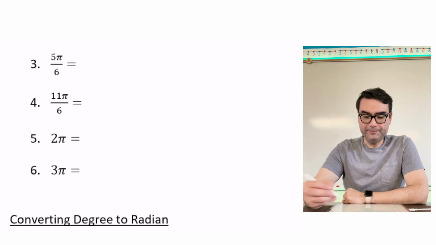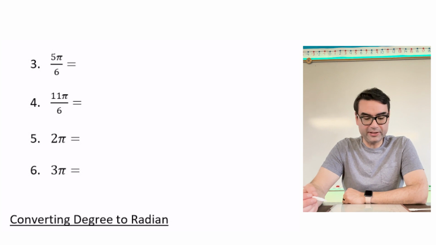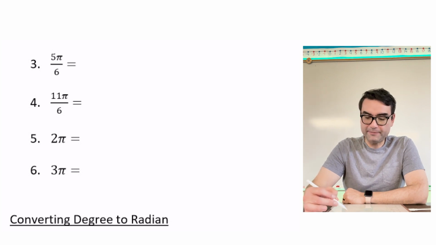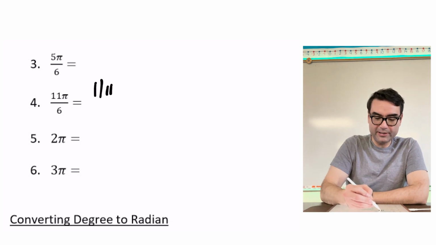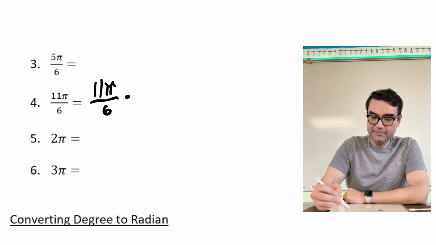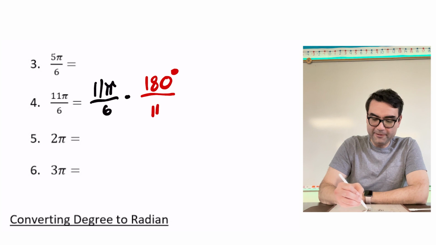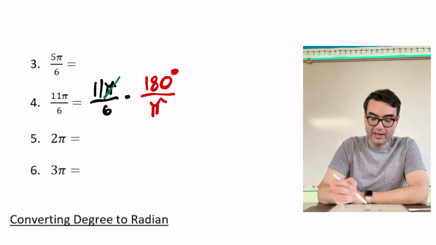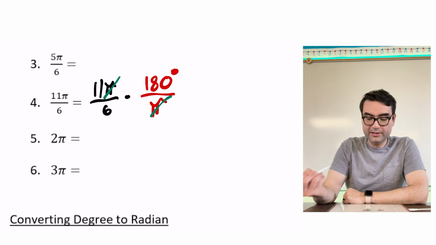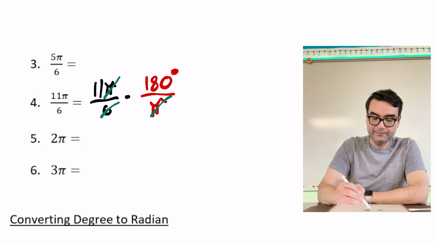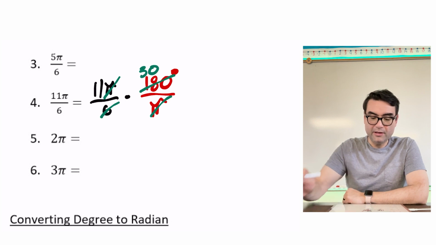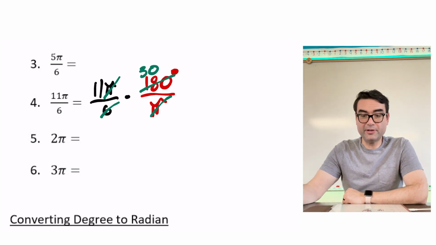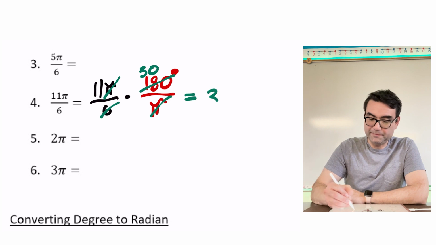Let's look at number 4. Number 4 has us do 11 pi over 6, and we're going to convert that. So 11 pi over 6 times the ratio of 180 degrees over pi. Again, you see that we have the common factor of pi, so we cancel them. 6 goes into 18 3 times, so into 180 30 times. So that leaves us with 11 times 30, which is 330 degrees.